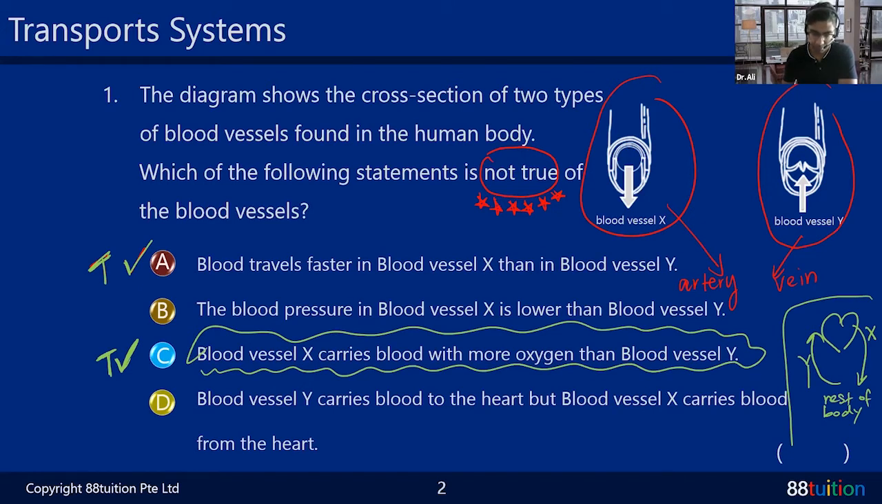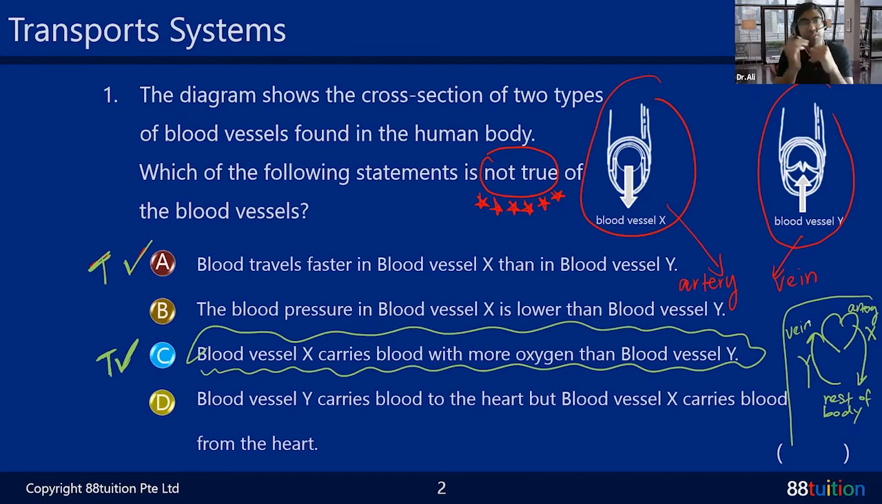Now, the fact that X is an artery and Y is a vein. Okay, so there are walls, right? Some are thicker. Arteries are thicker than veins. So therefore, to be able to push the blood to reach the rest of the body, you have to have a high pressure. High pressure to push the blood quickly so it can reach the rest of the body.